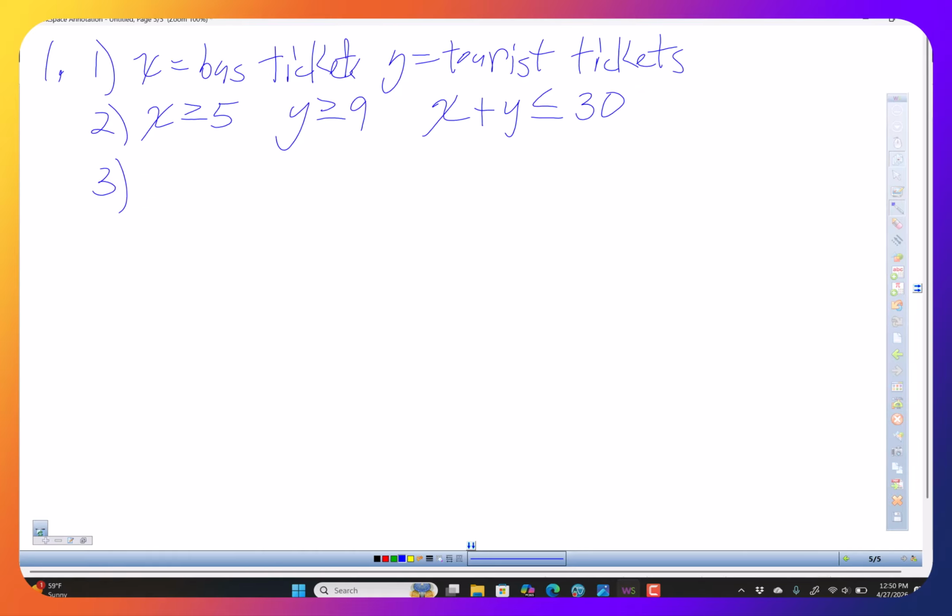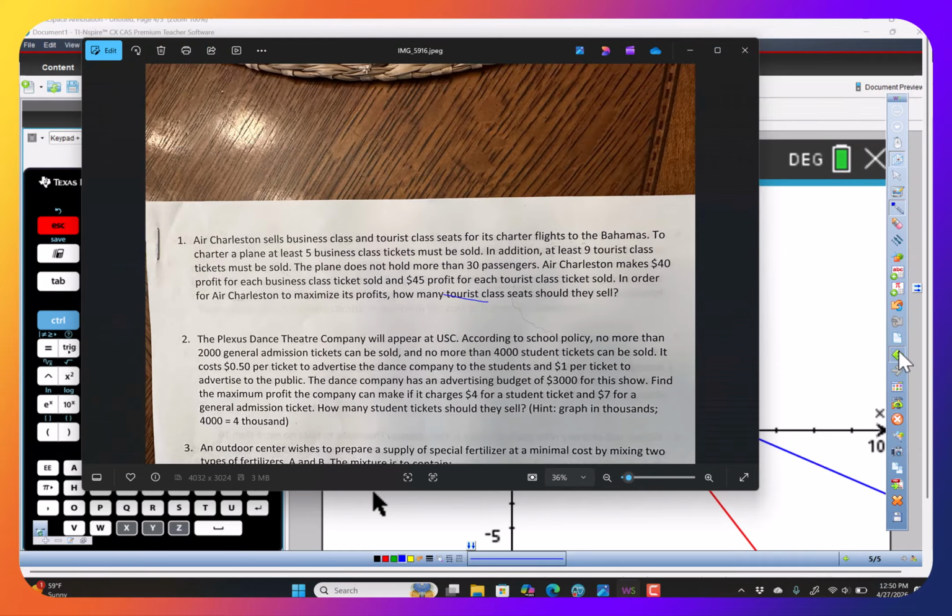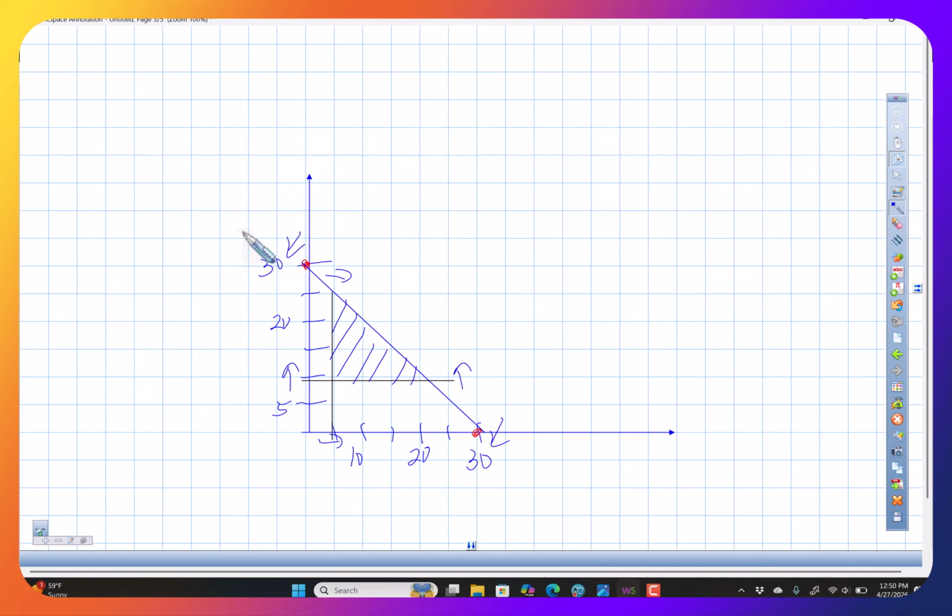And then we're going to do the objective function, which in this case is profit as a function of X and Y, is going to be 40 times the business class tickets sold plus 45 times the tourist tickets sold. And then 4 is the graph, which we've done in another place. So here's our graph.